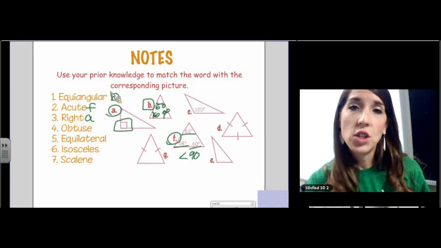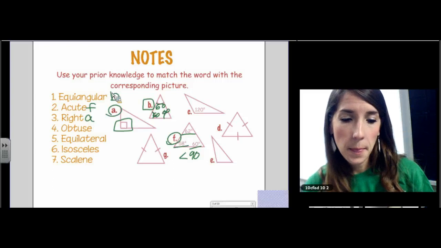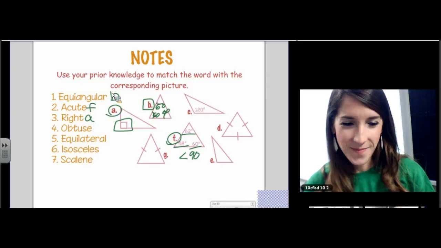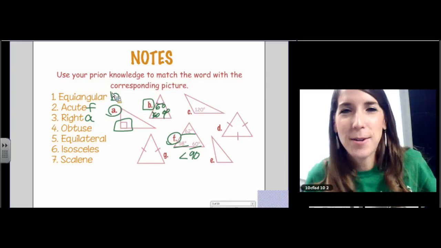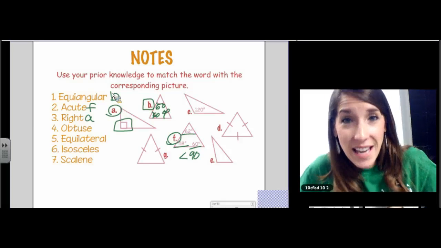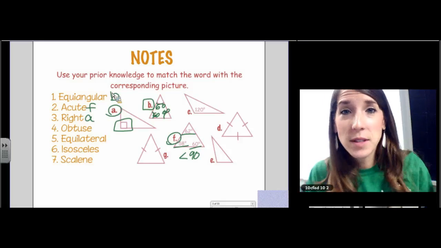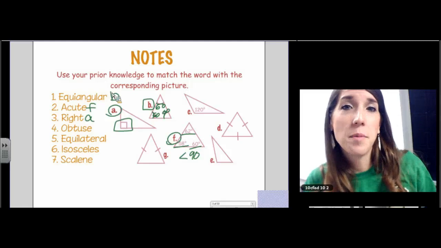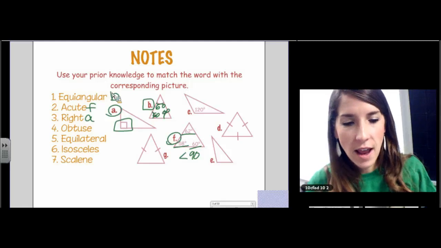Could a triangle have 2 right angles? No, it couldn't have 2 right angles because 90 plus 90 is 180, and a triangle only gets 180 degrees. So it would have used up its quota, and then the third angle would be 0, and there's no such thing as a 0-degree angle.